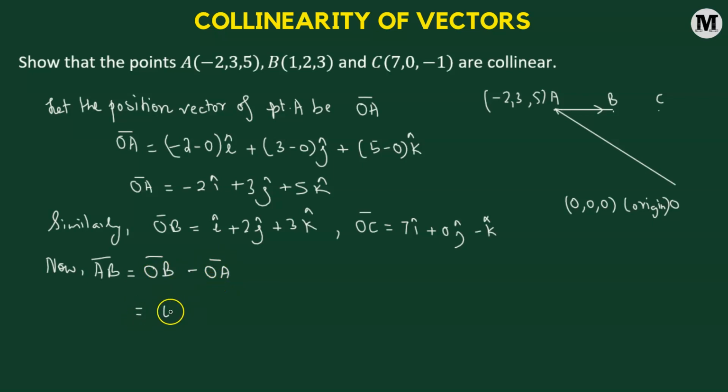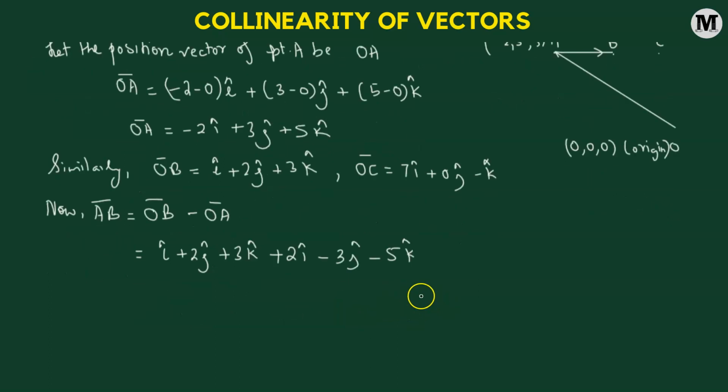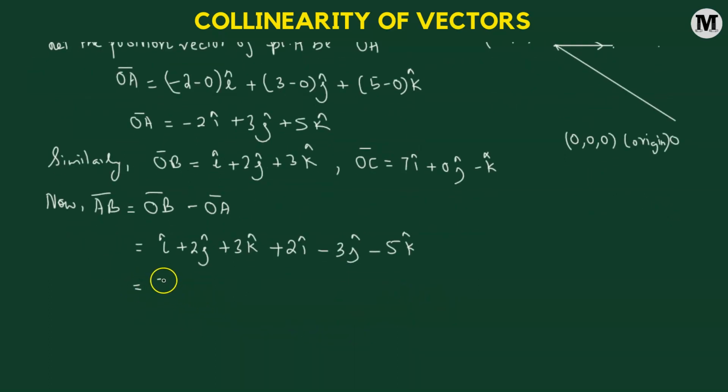Now let's find out the value. So we have i cap plus 2 j cap plus 3 k cap, and from here we're going to subtract the vector OA. So we have negative of -2 i cap, which makes it positive 2 i cap. Then we have negative of 3 j cap, so we get -3 j cap, and minus 5 k cap. Fine. So i cap plus 2 i cap, that's 3 i cap. Then we have 2 j cap minus 3 j cap, so that's -1 j cap. And then we have 3 k cap minus 5 k cap, so that's -2 k cap. So this is going to be our vector AB.